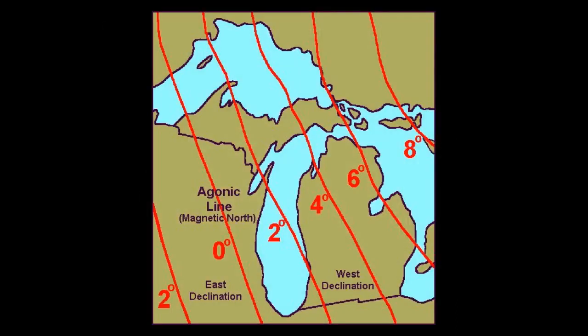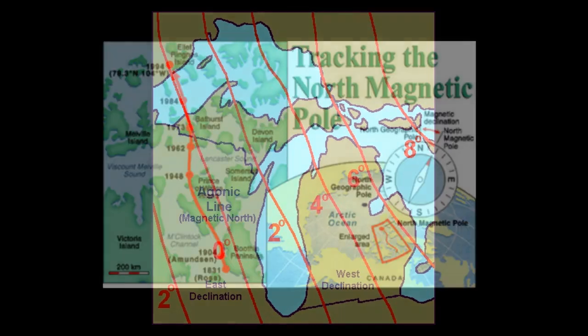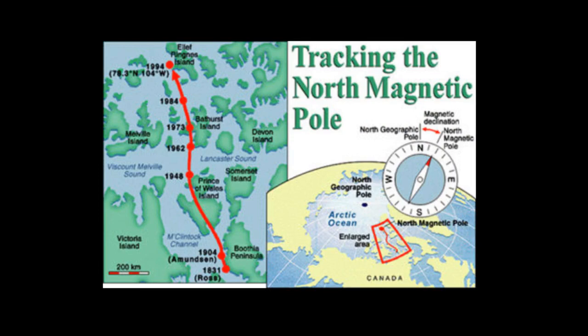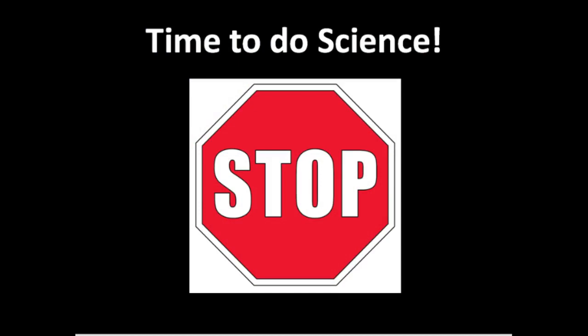This image shows map declination, or deviation from geographic north. In our part of Michigan, there is about a 4-degree difference between magnetic and geographic north. This map shows the path our north magnetic pole has taken in its wanders from 1831 to 1994. Remember, polar wander is accelerating, with the north magnetic pole rapidly moving towards Siberia. Have students do the polar wander activity.